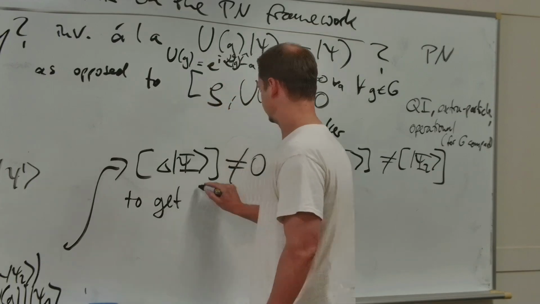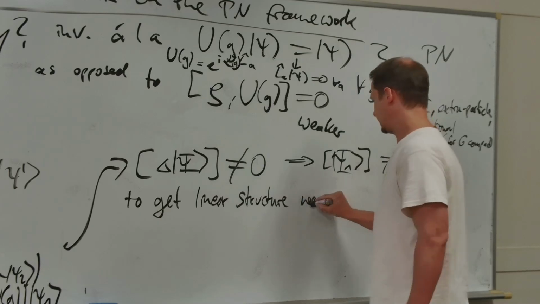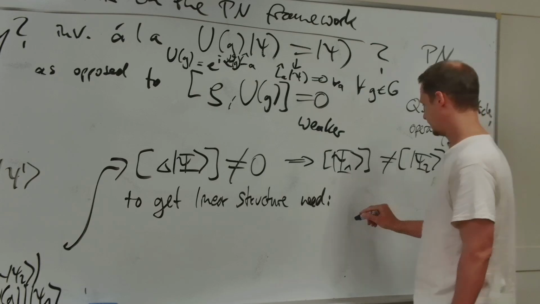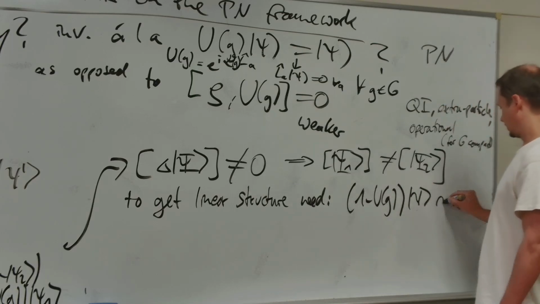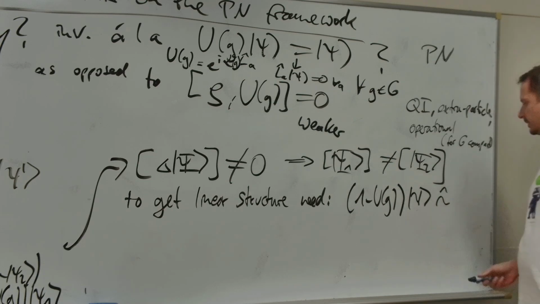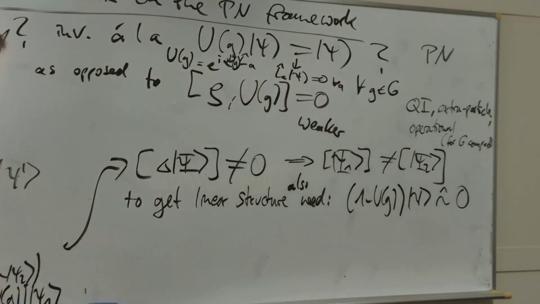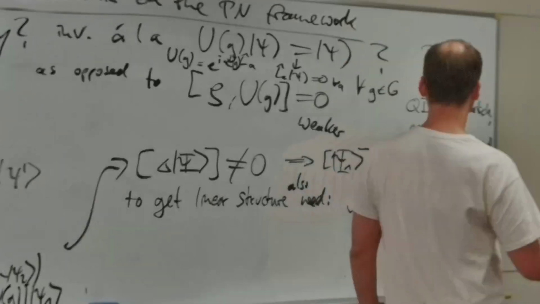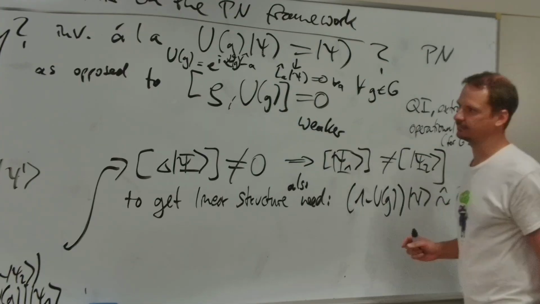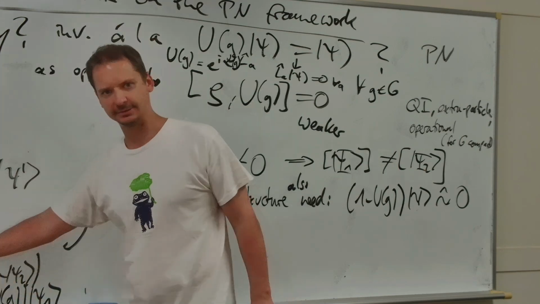Okay. So to get linear structure, we need that 1 minus u of g psi, I'm going to write this as a different equivalence relation with a hat, that this is 0. So it's in addition. So let me say also. Okay. And now, what do I mean by hat? Well, I just want to distinguish this equivalence relation from that one. It's a different one because this one does not imply this.